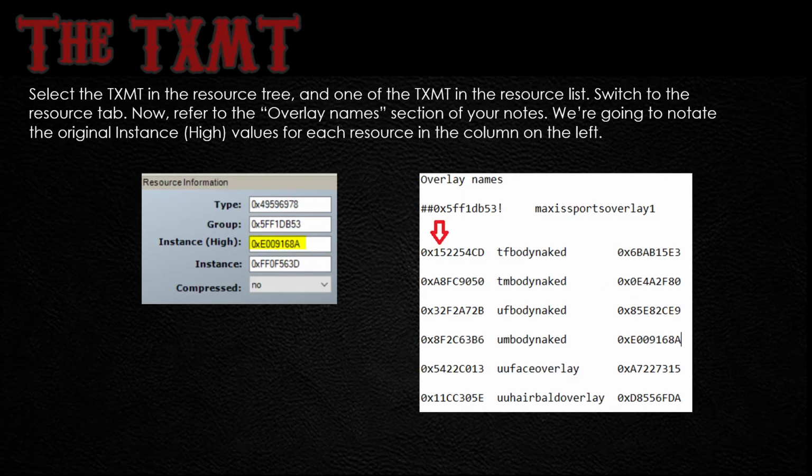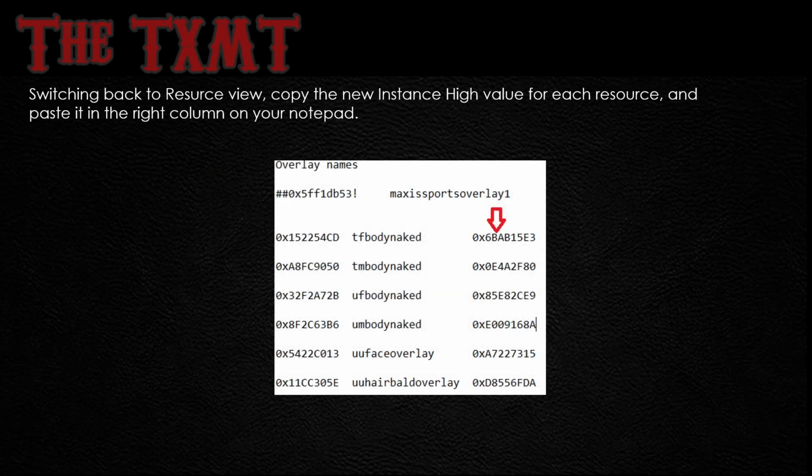The new group instance value, we paste that over. Then we paste over the new. Then we copy the new instance values on the right side of the notes that I provided. We do that for all 6 TXMTs.